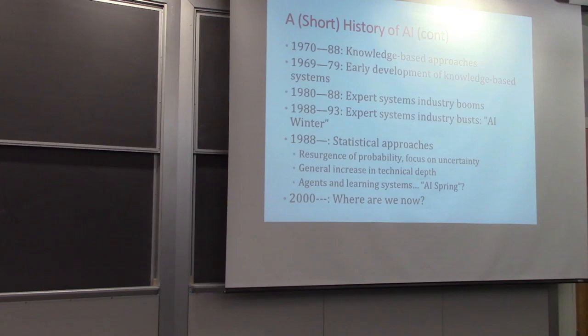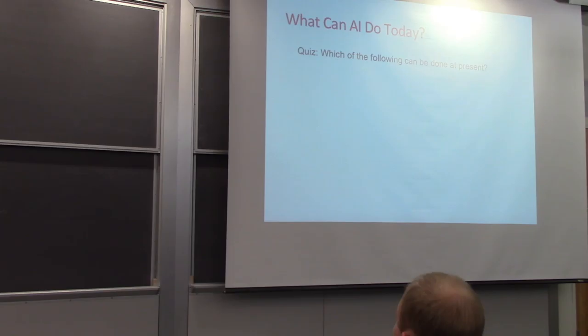starting in the late 80s was with statistical regressions. One of the main problems of knowledge-based systems and logic-based systems is that things are true or false. There's no uncertainty encoded in it. And probability gives us the tools we need to encode uncertainty in a formal way.